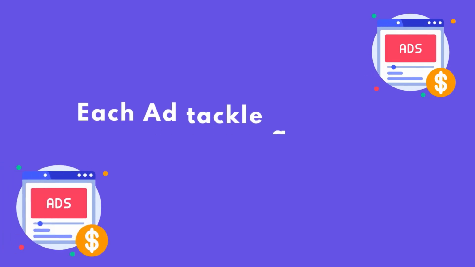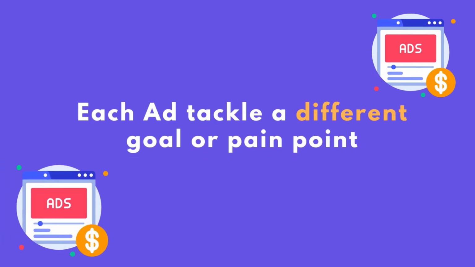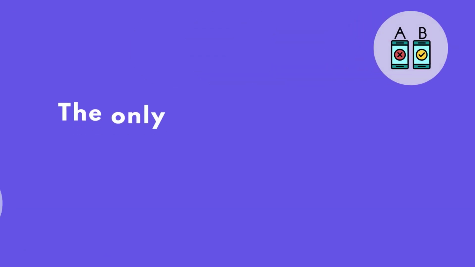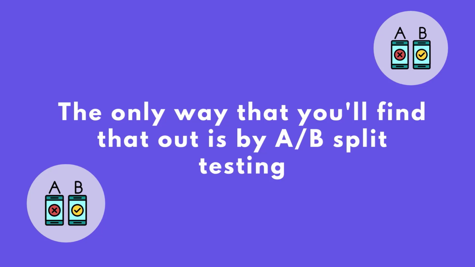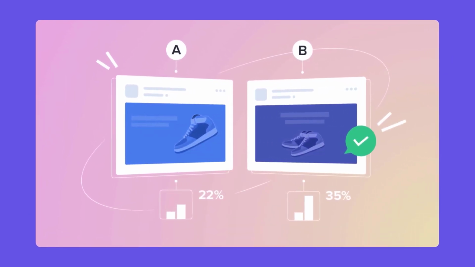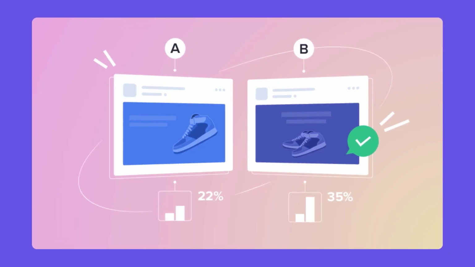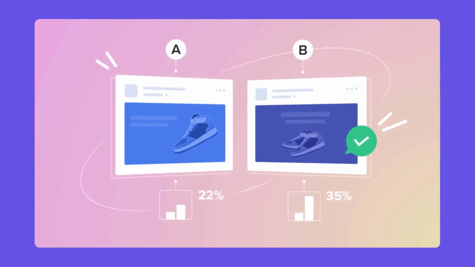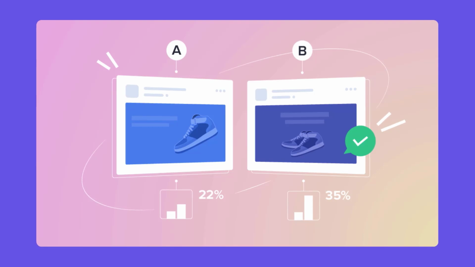And I would suggest that each ad tackle a different goal or pain point because it might be that one pain point resonates more with a certain audience than another, and the only way that you'll find that out is by A/B split testing. Once you find the winning combination, and by winning, I mean most profitable, you can turn off the lower performing ads and relocate that budget to the one driving you sales at lowest cost per sale.